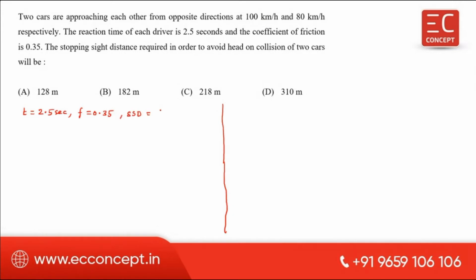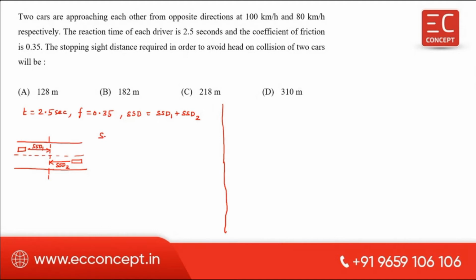SSD, which is equal to what? Two cars are approaching each other. This is one car, and this is another car. Therefore, we need to provide the SSD for the first car and the SSD for the second car. So this is SSD2, this is SSD1. So SSD is equal to SSD1 plus SSD2. Now we are going to calculate SSD.